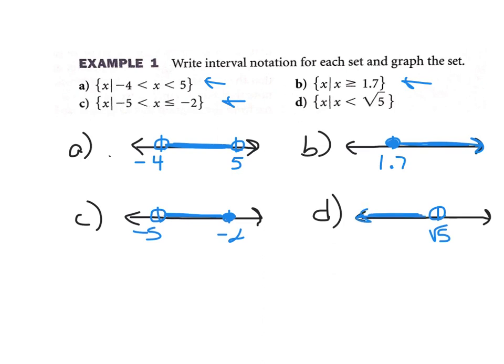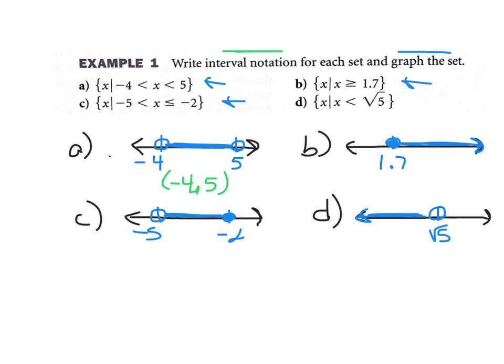The first half said graph the set. Actually, I kind of went backwards. So graph the set. The second part says to write interval notation. So I'm going to look at the number line and just write that. Part A, between -4 and 5, they're both open. When you write interval notation, you always go from left to right. So I'm going to go -4, comma, 5. That's how far my graph goes, from -4 to 5. And because they're both open, I'm going to use parentheses as my symbol.